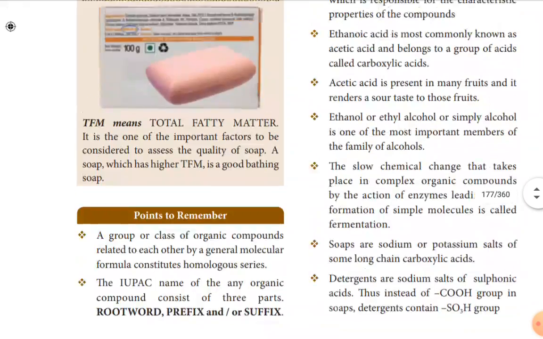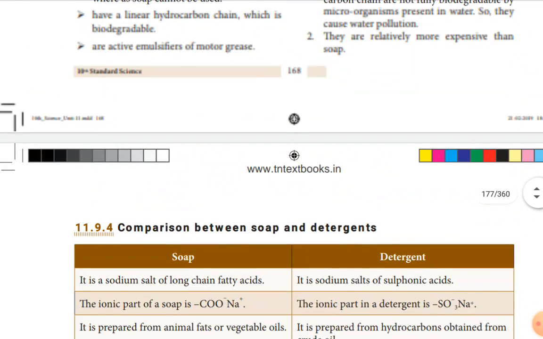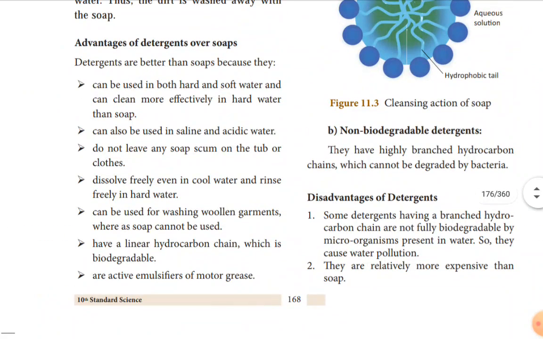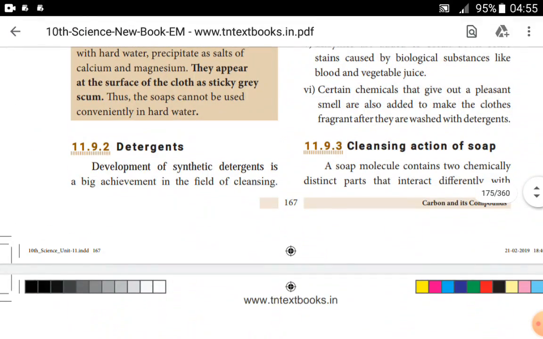Now, what is the cleansing action of soap? How does soap work on dirty material or cloth to remove the dirt? It is on page number 167, 11.9.3, Cleansing action of soap.